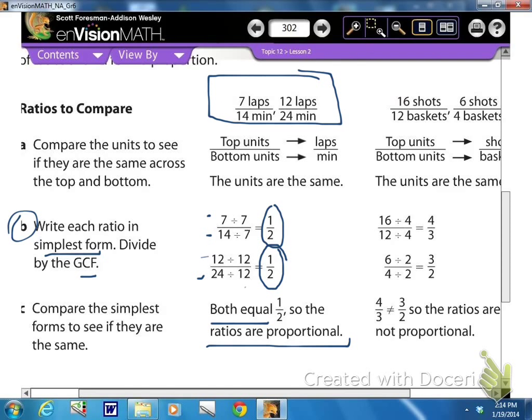All right, so now we're looking at shots per basket here. So we're going to write these in simplest form. They have 16 and 12. They divide both by 4, and they get 4/3. They have 6 over 4. They divide both by 2, and they get 3/2. So these two are not equal, so the ratios are not proportional. This does not form a proportion.